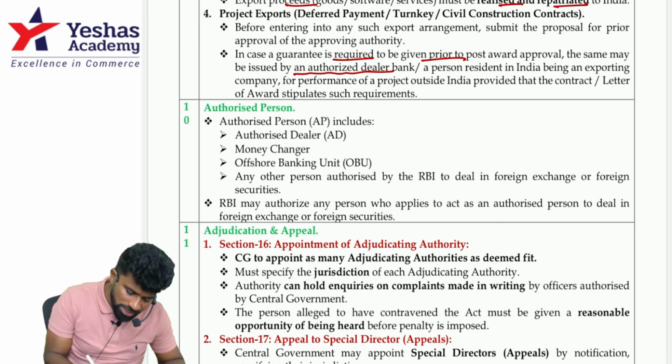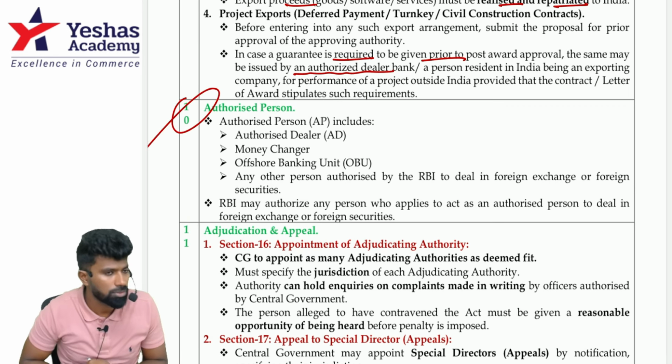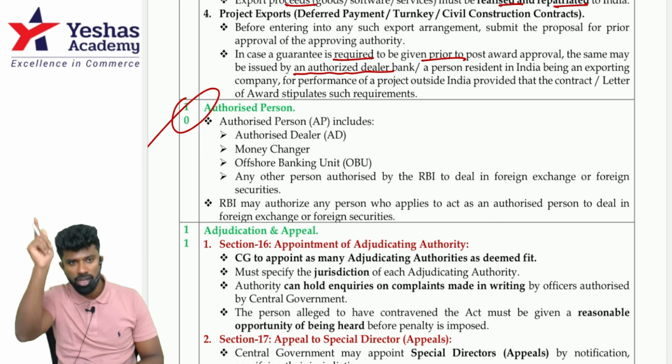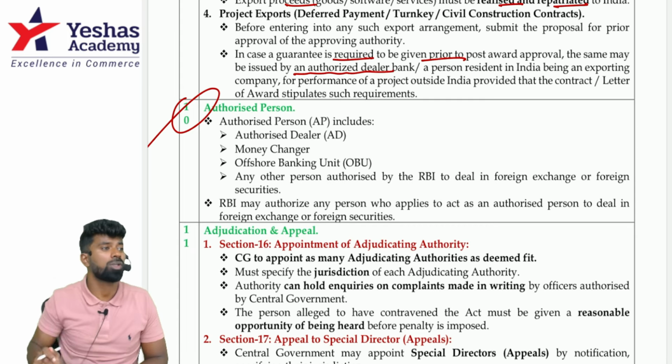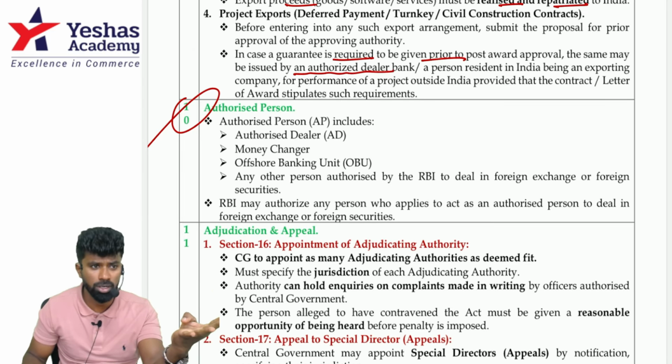Next one is authorized person. We haven't discussed who is an authorized person. Now you tell me without looking at the book, who is an authorized person? Authorized dealer, money changer, offshore banking unit, and the last one.